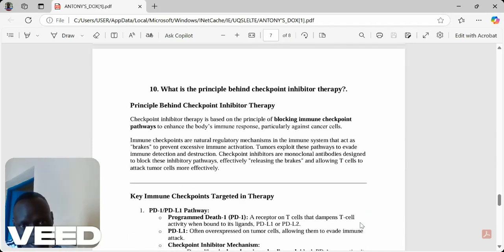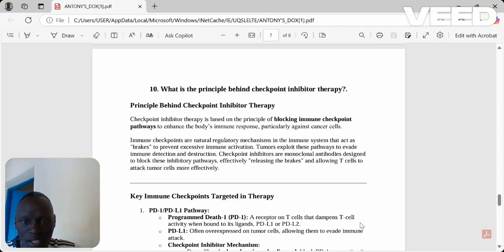Let's go to question 10. What is the principle behind checkpoint inhibitor therapy? Checkpoint inhibitor therapy is based on the principle of blocking immune checkpoint pathways to enhance the body's immune response, particularly against cancer cells.